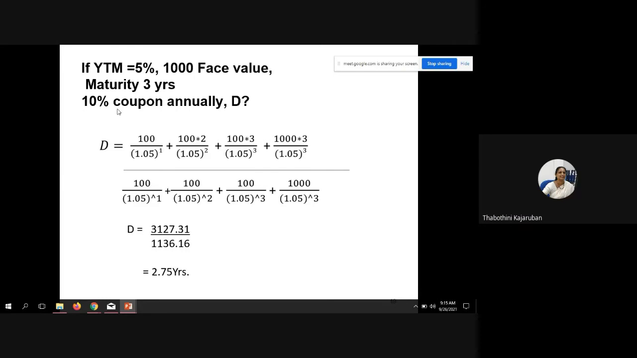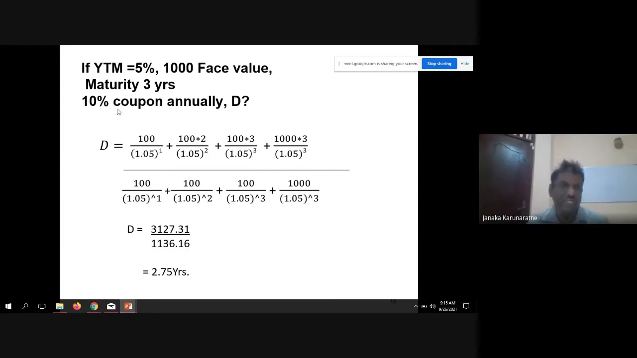Three cash flows. So in the first year you get the coupon, that is 10% of the face value, 100. The second year you also get the coupon, 100. The third year you get the coupon 100 plus your maturity value. The maturity value is 1000. So the three cash flows are: first year 100, second year 100, third year 1000 plus 100, that is 1100.